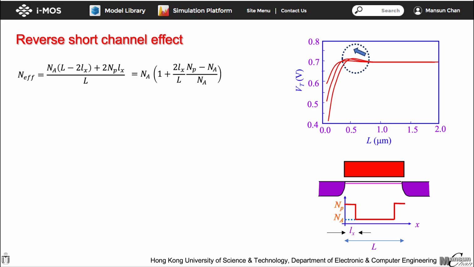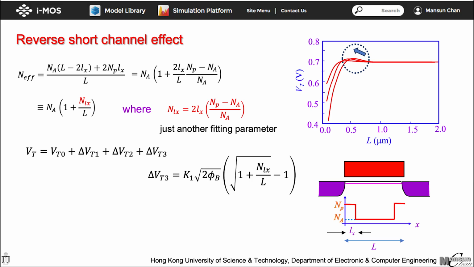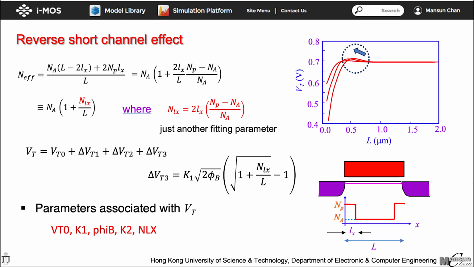This is simply the weighted sum of the dopant concentrations along the channel. After some mathematical manipulation, all the newly introduced parameters can be combined into a single term NLX, which is defined by the expression here. Since we do not know the values of Lx and MP, NLX just serves as another arbitrary fitting parameter, even though it has some physical meaning. Once we define NLX, we can introduce another VT increment as delta VT3 with the expression provided here. As a result, the parameters associated with VT increase by 1, as listed here.